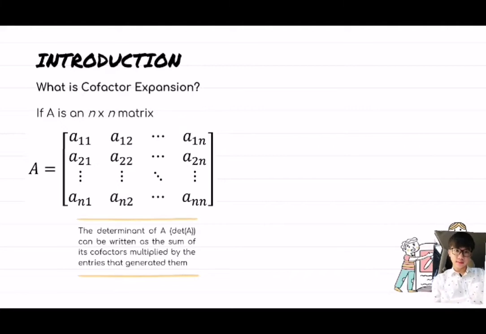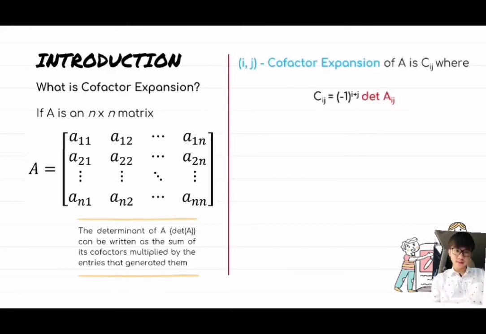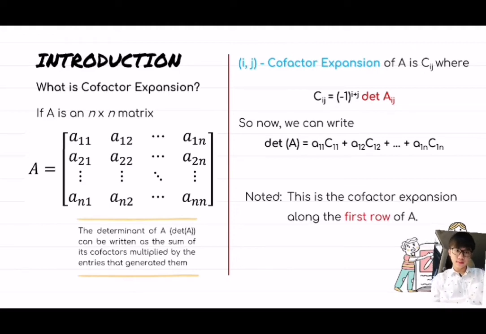Now, let me explain it in another way. We say the ij cofactor of A is capital C with subscripts ij, where Cij is equal to negative 1 to the power of i plus j times the determinant of capital A with subscripts ij. So now we are able to write the determinant of A as A11C11 plus A12C12 plus all the way up to A1n C1n.